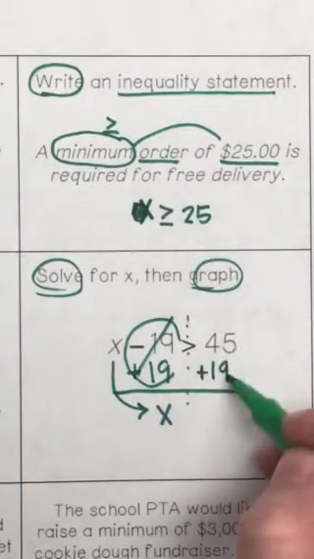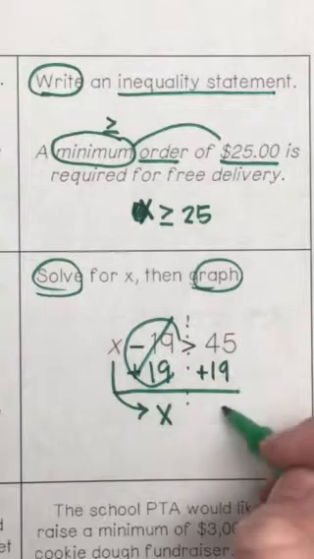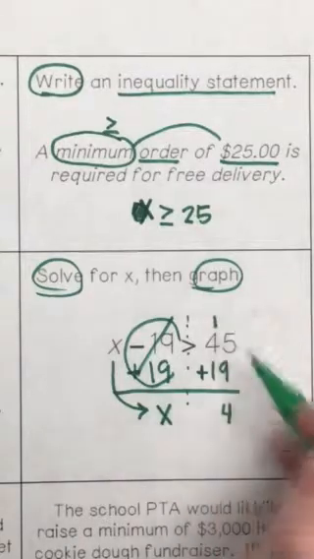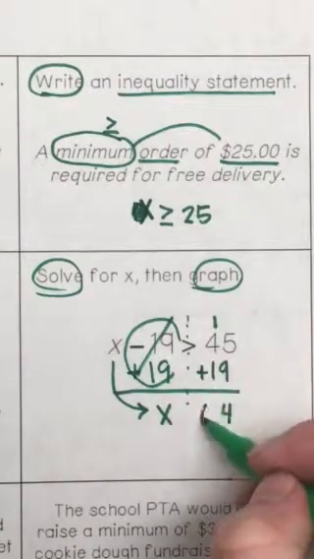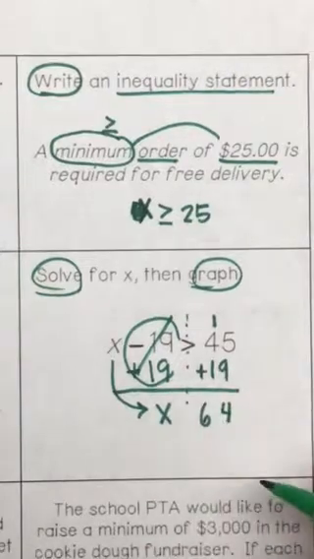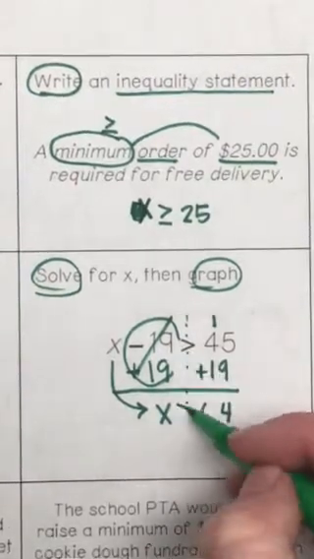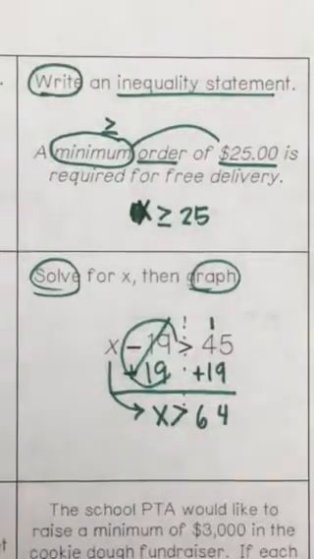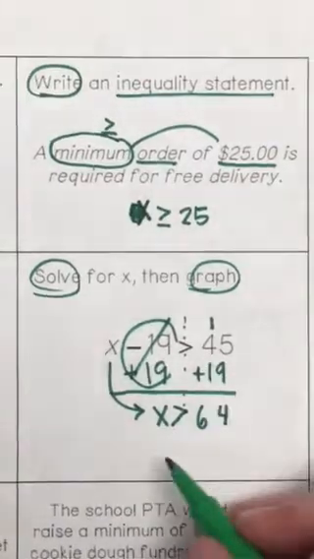45 plus 19. 5 plus 9 is 14. Put down my 4, carry my 1, 4, 5, 6, so I get 64. I did not multiply or divide by a negative number, so I just bring down my sign, and my sign says that x is going to be greater than 64.